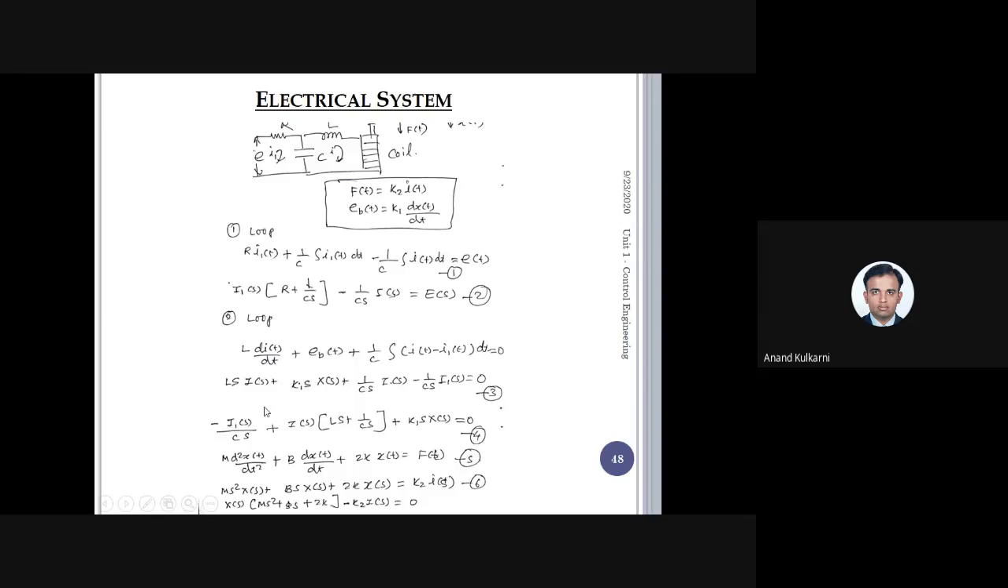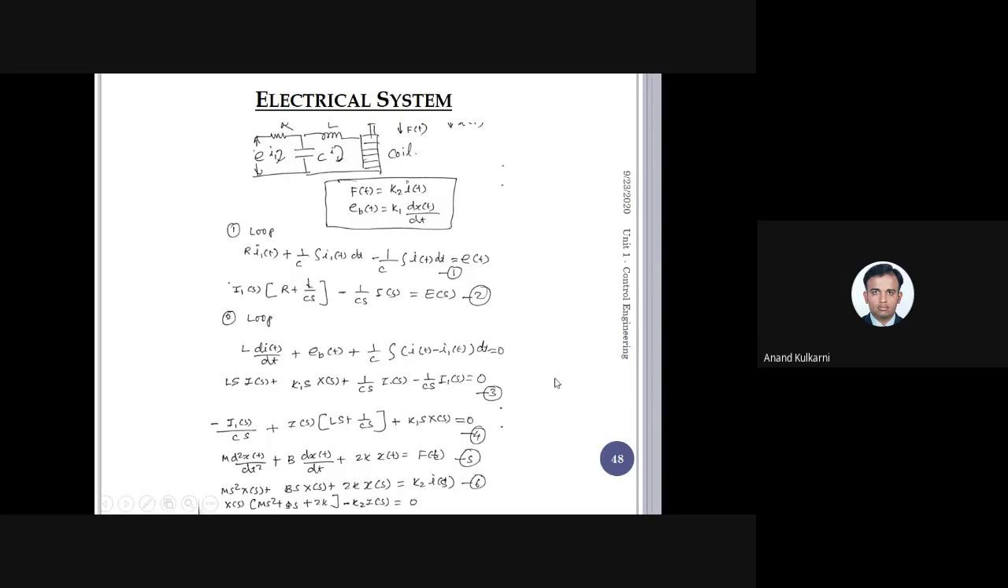Next I will separate the variables. I have written down the equation corresponding to I1 first. For I1, there is only one term, that is 1 upon Cs, so minus 1 upon Cs I1. Then I of S into bracket Ls plus 1 upon Cs. Ls is there and 1 upon Cs is there. For I of S, I have written down separately. Then corresponding to EB, we have K1 S X of S. K1 S X of S is equal to 0. So this is equation number 4.